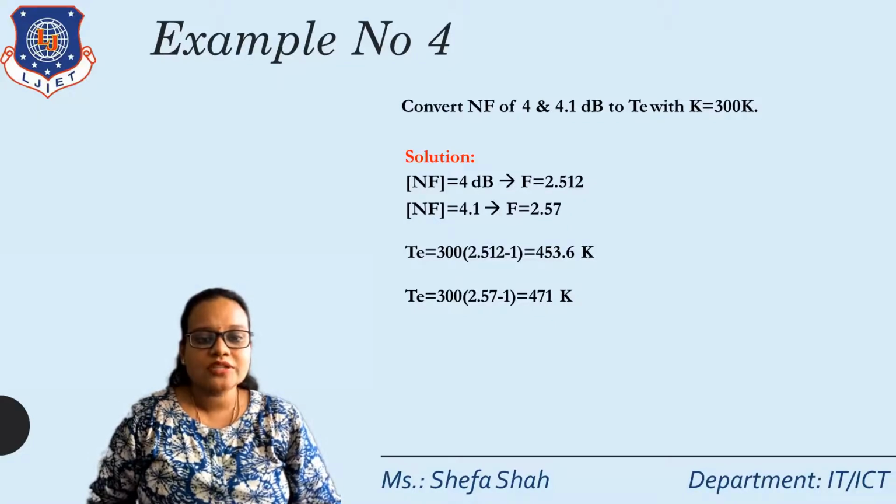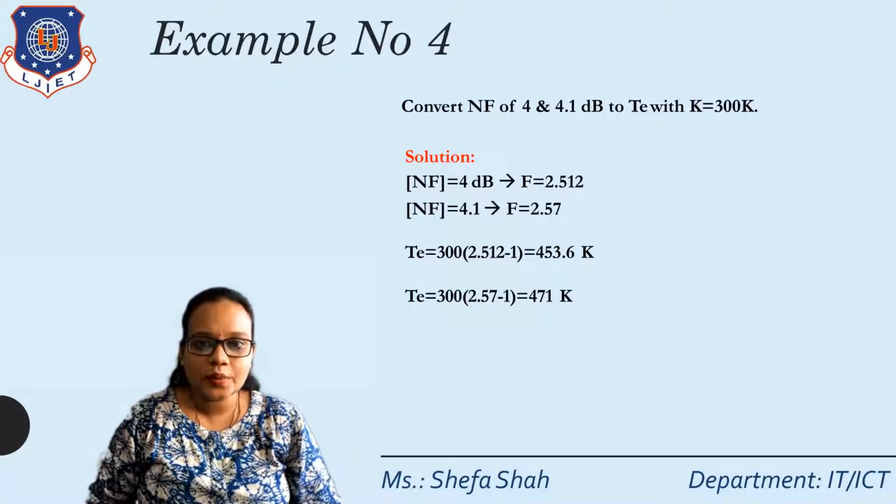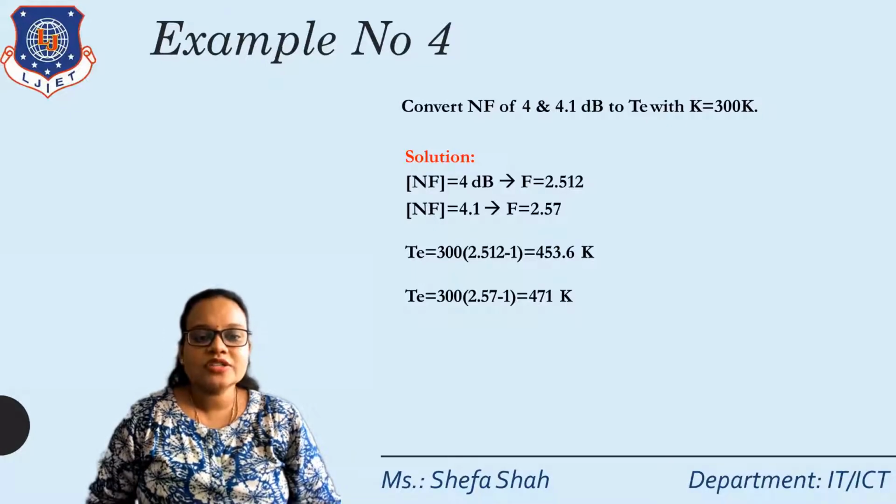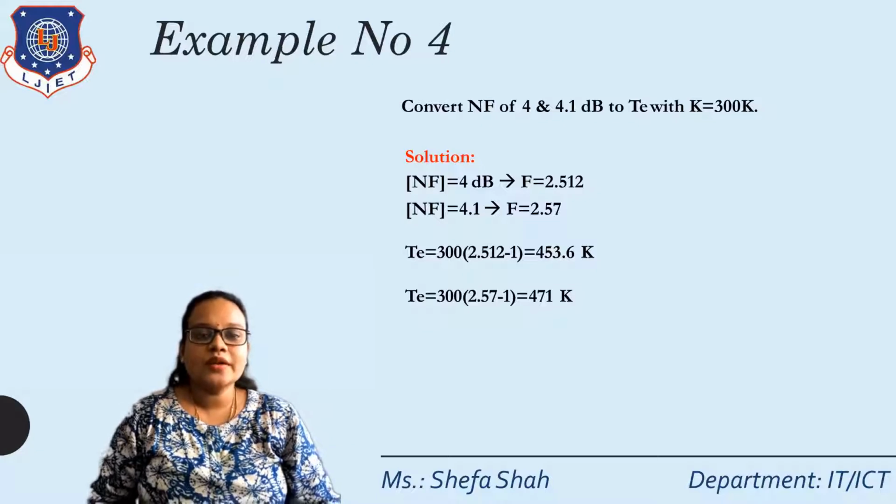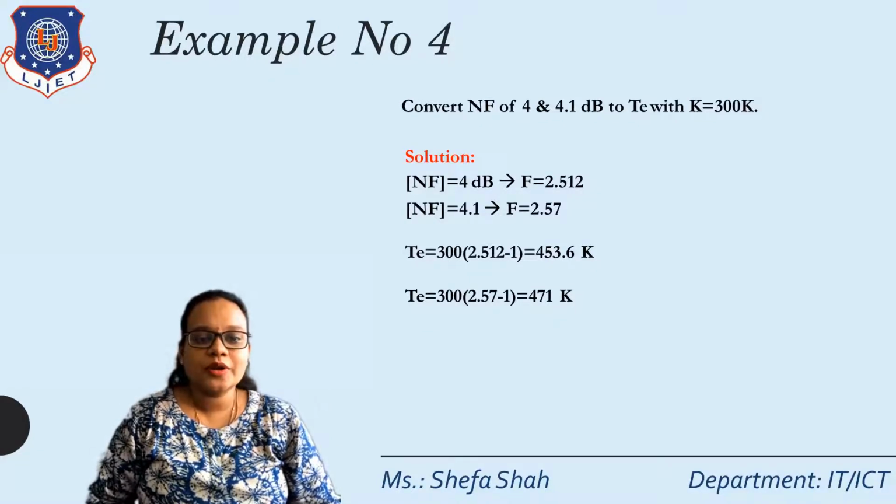Now substitute this F value in the TE equation. So you will get two equivalent temperatures. First, for 4 dB: 300 into 2.512 minus 1, so it will be equal to 453.6 Kelvin. And when the NF is equal to 4.1 dB, that is 2.57 in simple value.